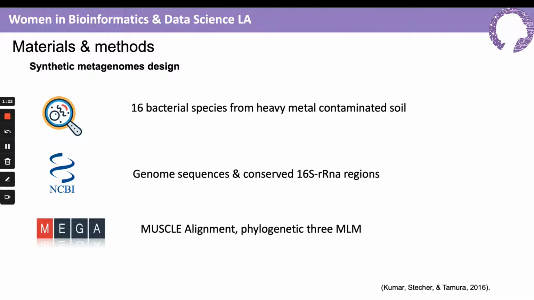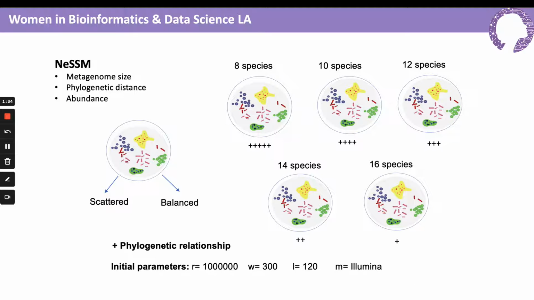We searched for studies that perform a molecular characterization of the microbiota of soils contaminated with heavy metals. We selected 16 species of bacteria. With this initial dataset, 10 synthetic metagenomes were prepared as Illumina-type data using the NeSSM program, which allows the generation of NGS data. In this context, 5 synthetic metagenomes were developed based on the number of genomes and their phylogenetic distance. In addition, for each synthetic metagenome, 2 simulations were performed, varying the abundance of the species. For each metagenome, there are 2 types of abundance, scattered and balanced.